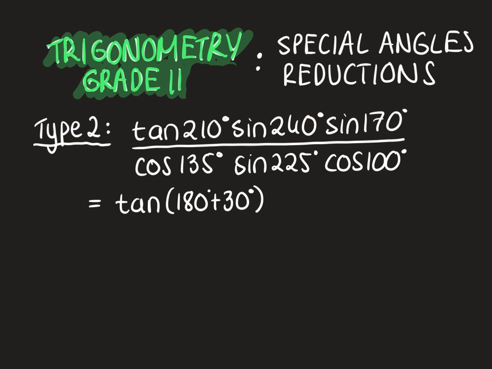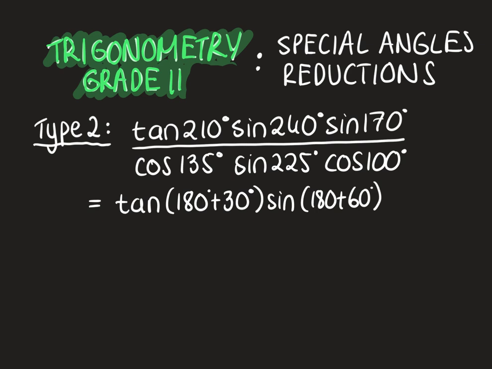So sine of 240 degrees. 240 degrees, everybody, is in which quadrant? That is also in the third quadrant, which is the 180 plus quadrant. So 180 plus what gives me 240? 60 degrees. Okay, great. So that one's also done. So let's move on to the next one.